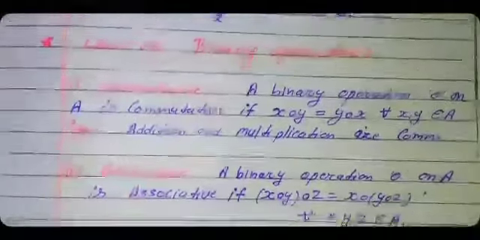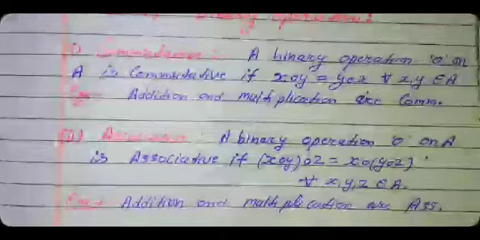and then study the laws of binary operation. First of all, commutative. A binary operation O on a set is commutative if x operation y equals y operation x for all values of x, y belongs to A. That is the formula and condition of the commutative property on a binary operation. The binary operation is also commutative and associative.